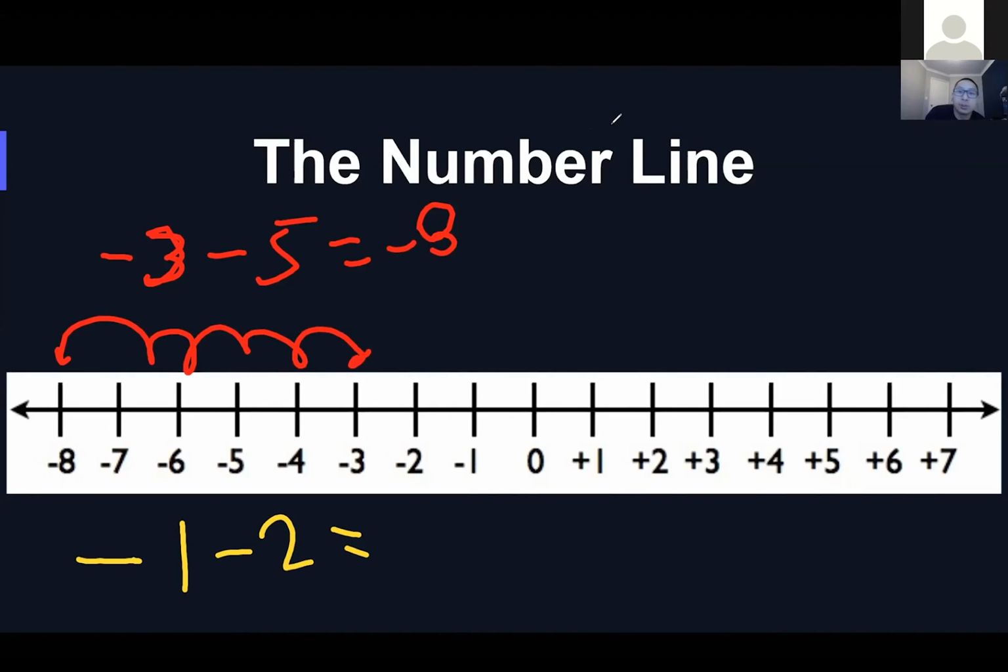Good. Someone's got it, -3. So start at -1, go back 2, 1, 2, goes to -3. What is -4 take, oops, I did it in yellow again.